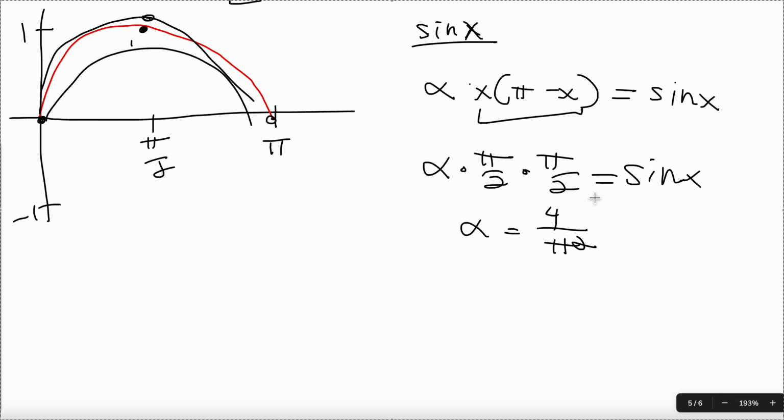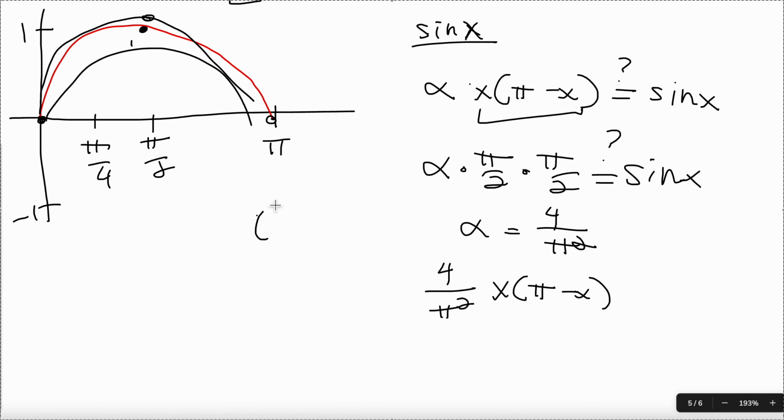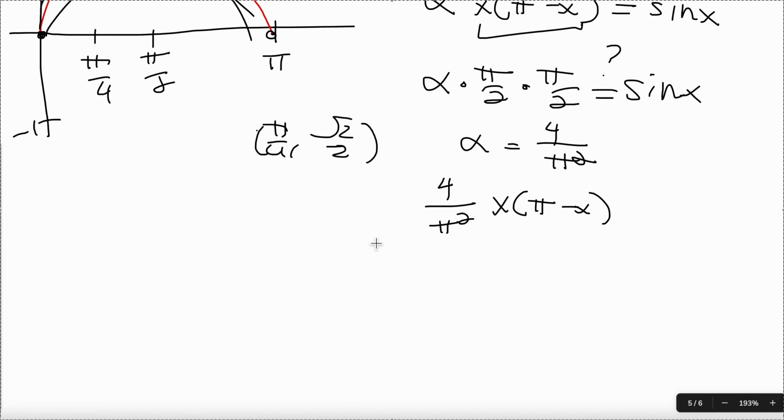So our function, or at least what we think, we don't know if this is true, is that sine x might be represented by this quadratic, 4 over pi squared times x times pi minus x. So let me try to check that. Let's just choose, I don't know, pi over 4. And so pi over 4 is going to give us the point pi over 4, radical 2 over 2. Let's see if we can plug this in and see if that's going to happen.